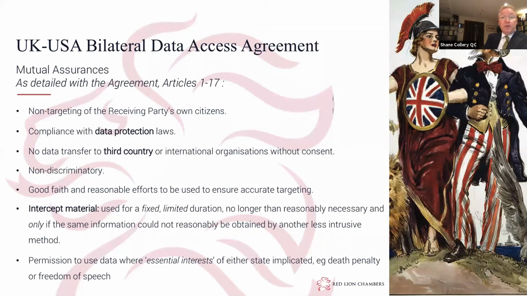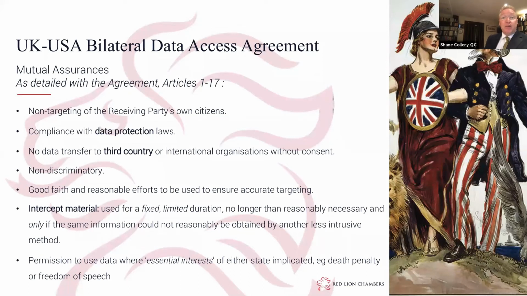And finally, to obtain permission from the other party prior to its use where essential interests of either state may be implicated. Specifically here for death penalty cases in the United States and cases implicating freedom of speech in the United Kingdom. So I think it was the UK particularly that wanted, viewed as an essential interests, cases where there were death penalty consequences in prosecutions in the States.